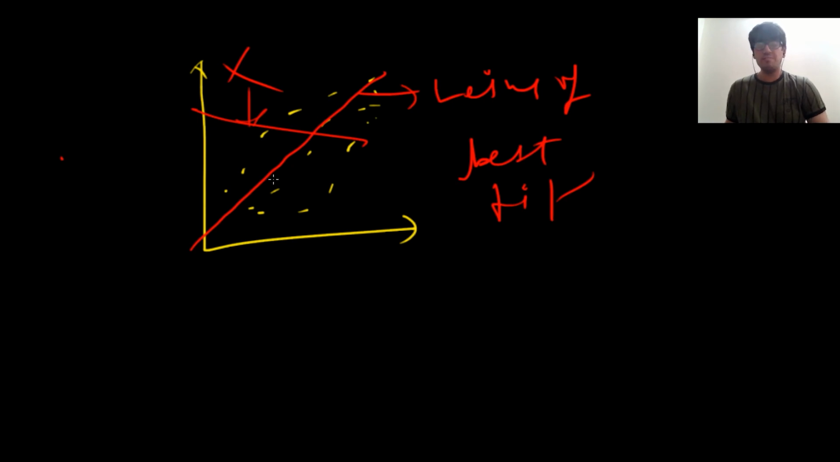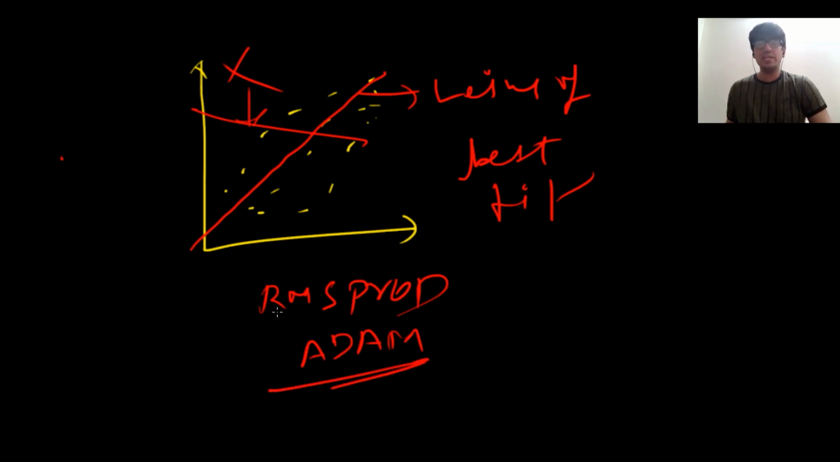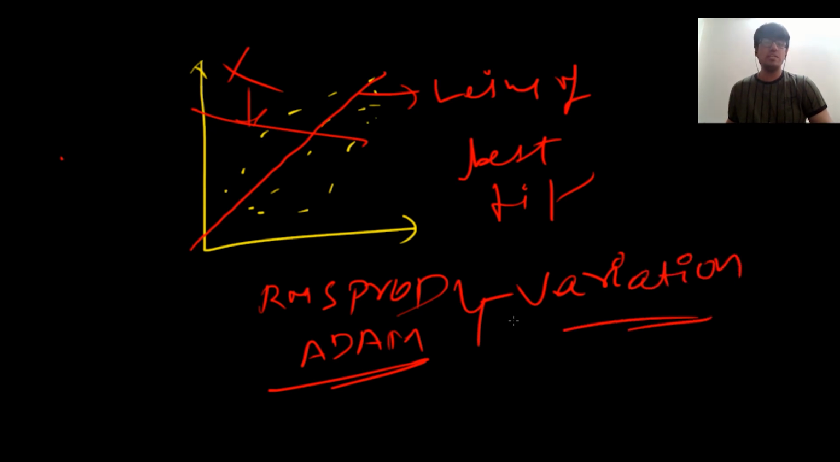Now obviously there are many variations of gradient descent, some of the popular ones being RMSprop as well as Adam. But these are not entirely new techniques, they're all variations of gradient descent. So if you understand what gradient descent is, you can easily understand RMSprop, Adam, and some other optimization algorithms that we have.